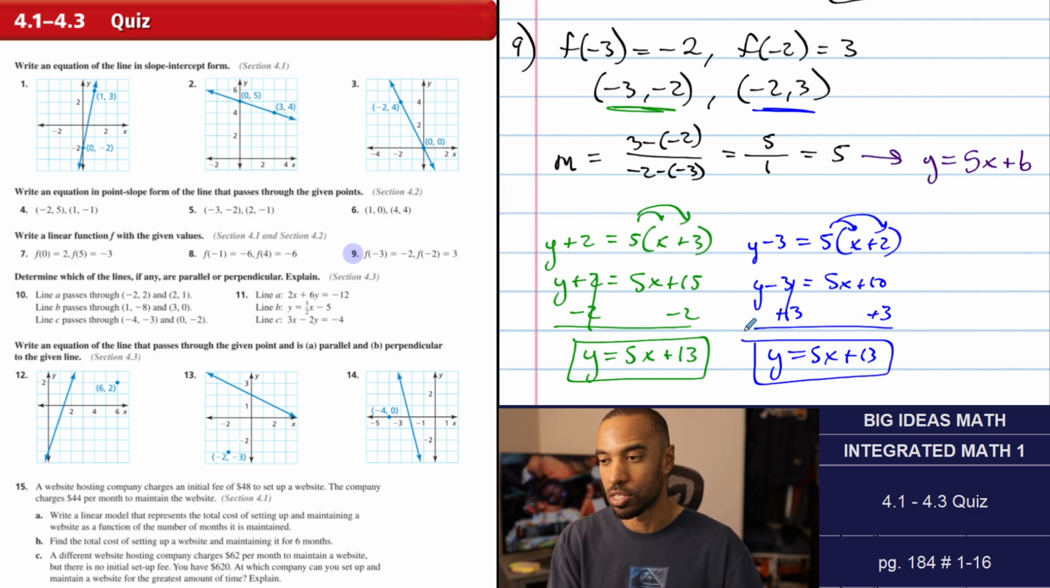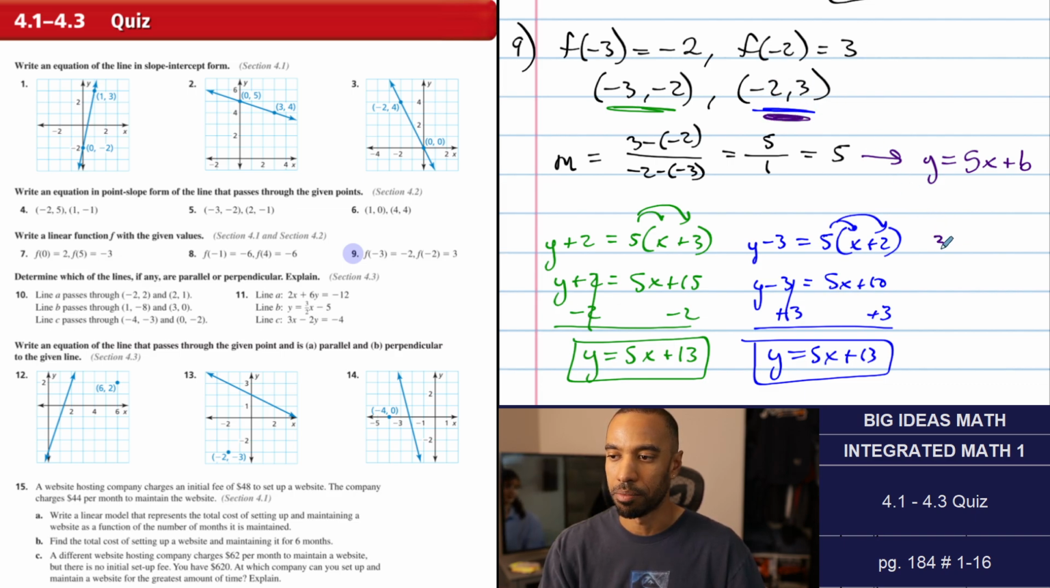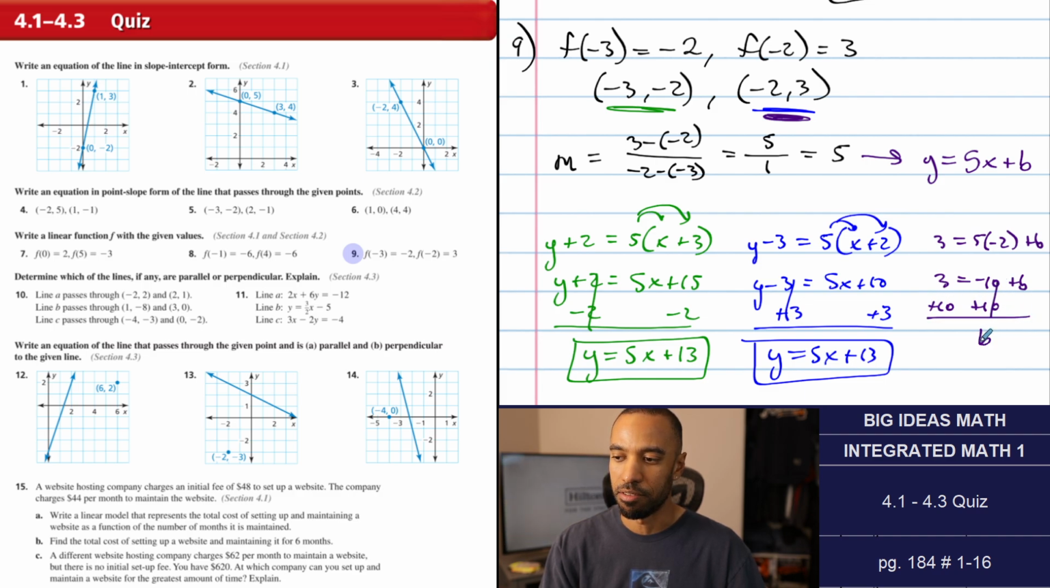I'm only going to do it once this time. I hope you don't mind, but I'm only going to plug in, say, -2, 3 here. So 3 equals 5 times -2 plus b. Gets you 3 equals -10 plus b. Add 10 to both sides. And that gets you a b value of 13. So your equation is y equals 5x plus 13.